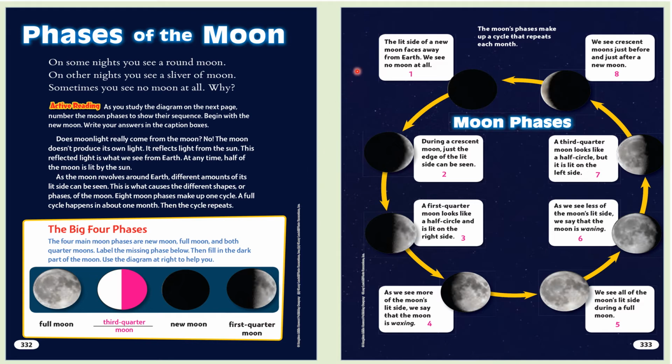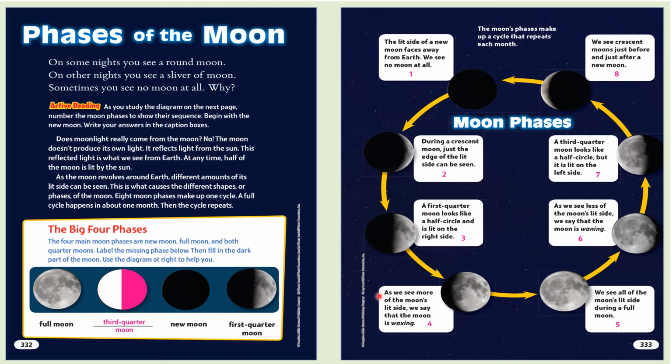Moon phases. The moon's phases make up a cycle that repeats each month. The lit side of a new moon faces away from Earth. We see no moon at all. During a crescent moon, just the edge of the lit side can be seen. A first quarter moon looks like a half circle and is lit on the right side.